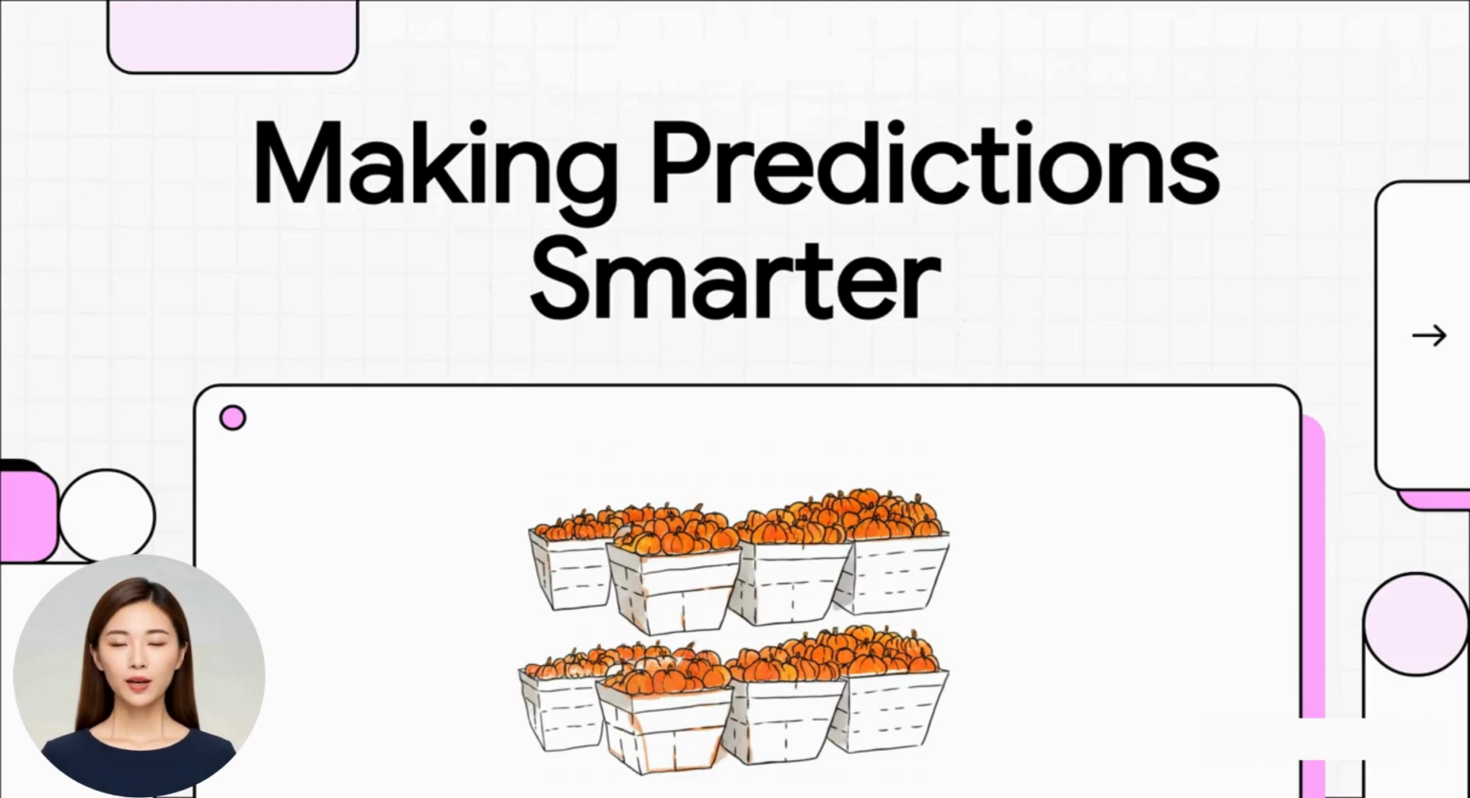All right, let's get right into it. We've been building a machine learning model to predict pumpkin prices, and well, the results haven't been amazing. Today, we're going to fix that. We're going to unlock a really powerful technique that will make our model a whole lot smarter.